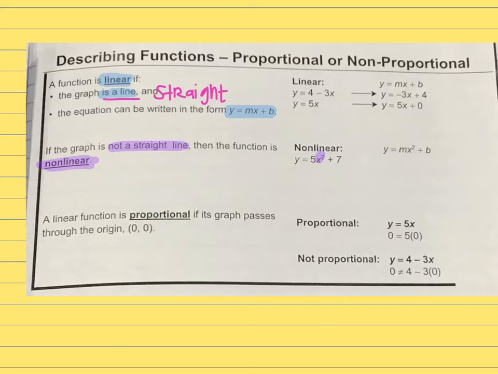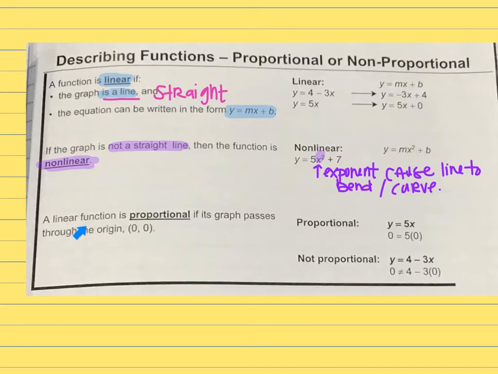And this exponent is what is going to cause that to happen. When there is an exponent, that will cause your line to bend, or make a curve, when there is an exponent.